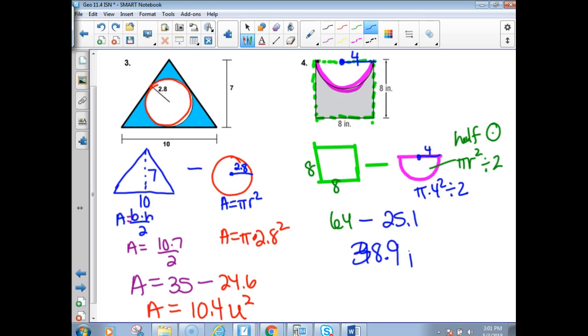Oops, I was off. Sorry, I did it in my head. I shouldn't have done that. Okay, 38.9 square inches. It's really hopefully not that bad if we've been understanding how to use the formulas for the basic figures. Right, let's go to the packet, please.